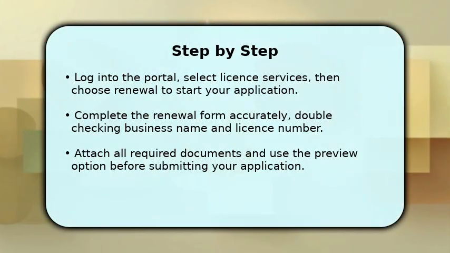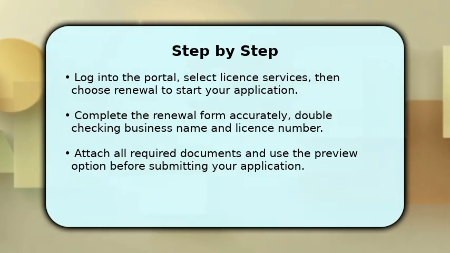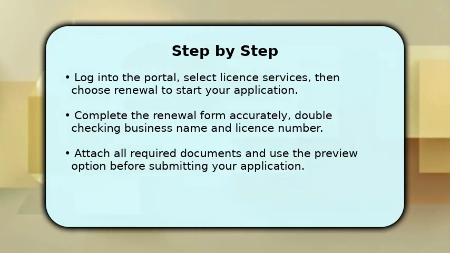Begin by logging into the portal and navigating to the License Services section to pick Renewal. Fill each form field carefully and confirm the business name and license number match your documents. Upload the scanned files in the specified formats and use the preview tool to catch mistakes.